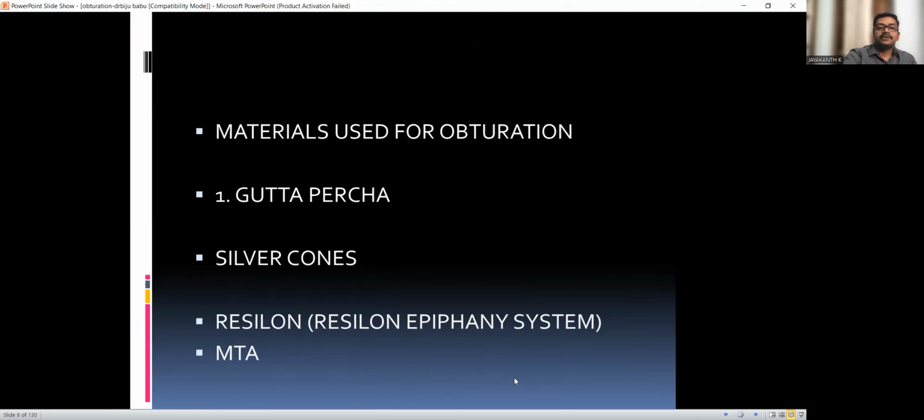Now, materials used for obturation. These are the materials that have been tried and are in practice for obturation. Gutta-percha. This is the most commonly used material nowadays for obturation. Silver cones. These have been in practice a few decades before. And Resilon Epiphany system. Then MTA. So these are the major materials used for obturation.